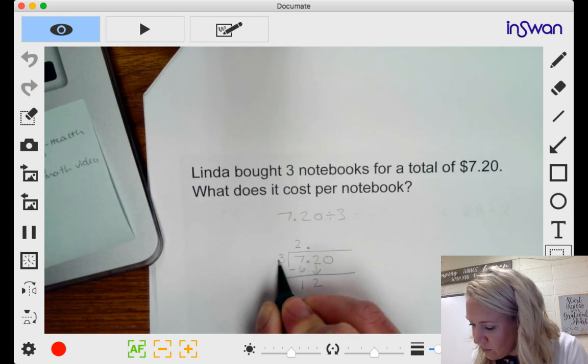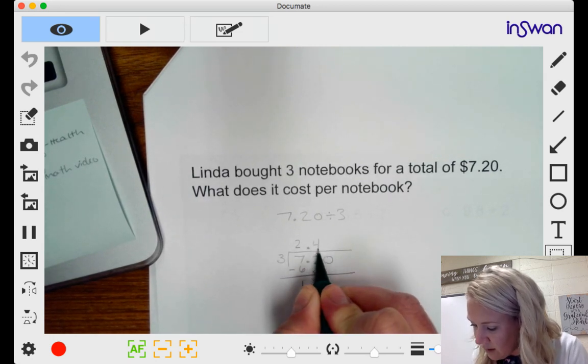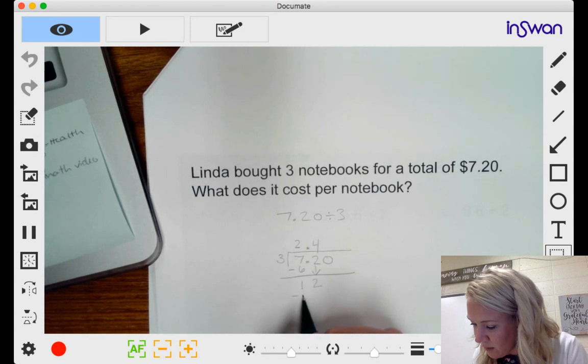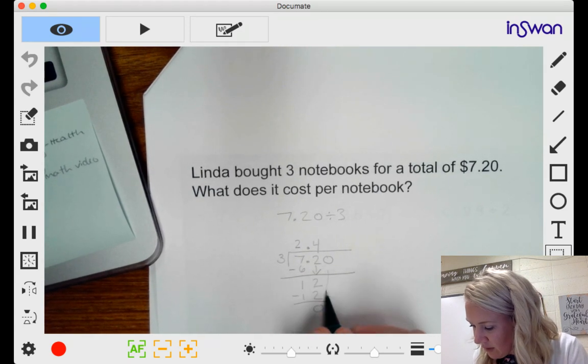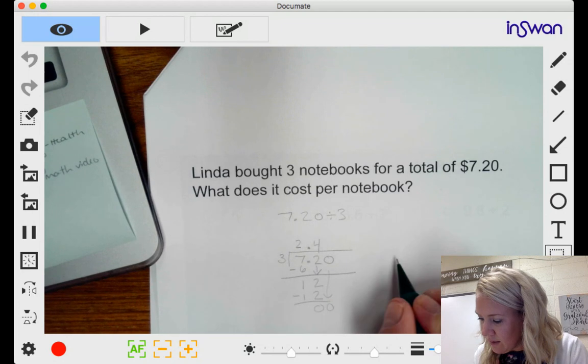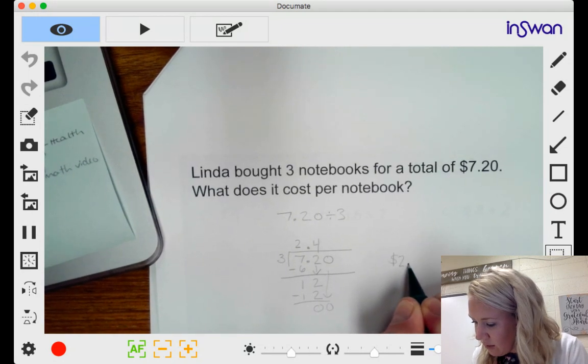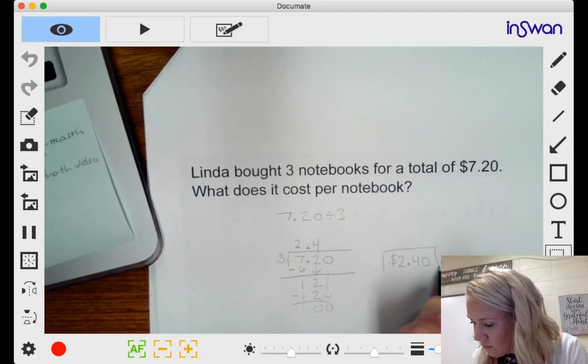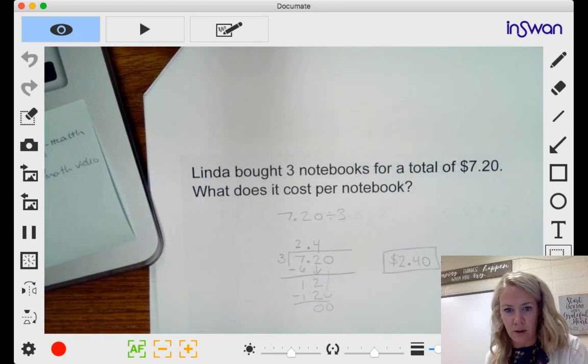That means I took out enough. I bring down the 2. 3 goes into 2 4 times. 3 times 4 is 12. Nothing's left. There's just zeros up there. So again, this is a dollar amount, $2.40 for 1 notebook.